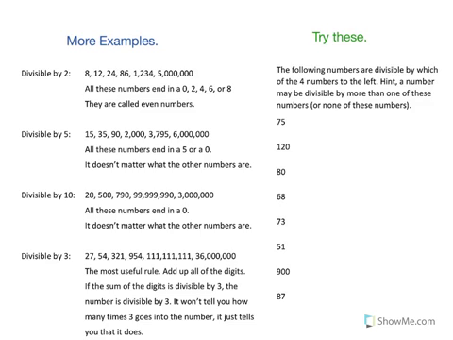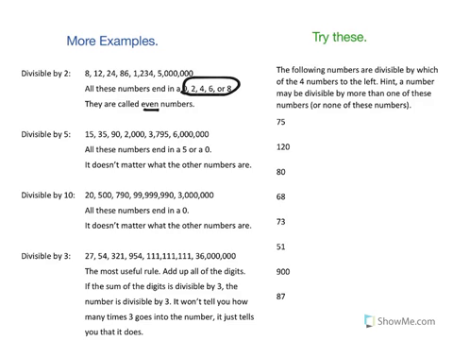Okay, more examples. All of these numbers are divisible by 2, and you can see that they end in a 0, 2, 4, 6, or 8. It doesn't matter what the digits are ahead of the last digit. As long as it ends in 0, 2, 4, 6, or 8, if it's even, then it's divisible by 2.